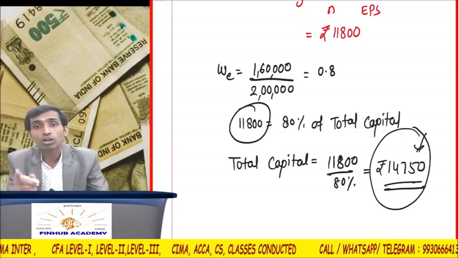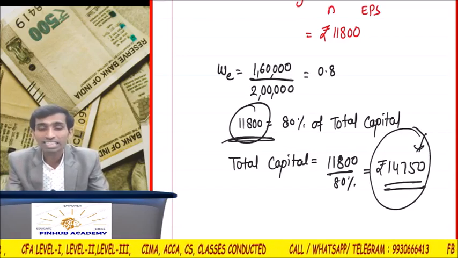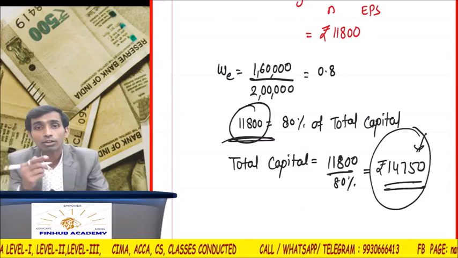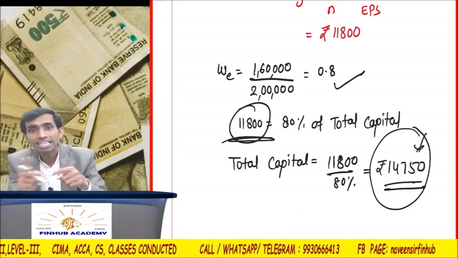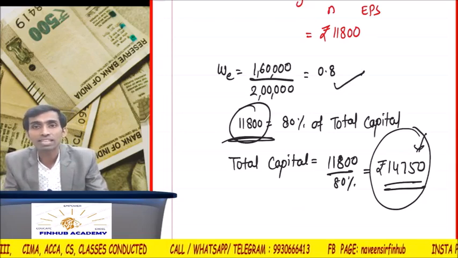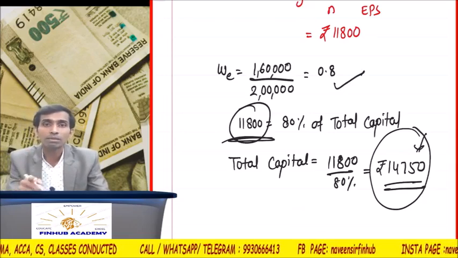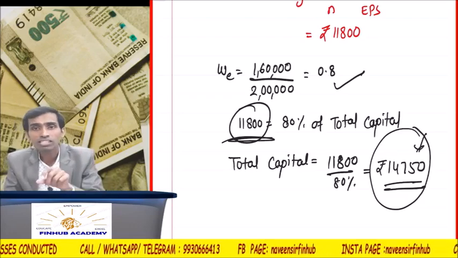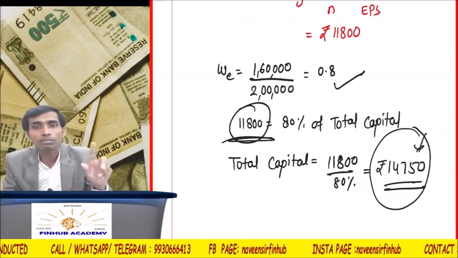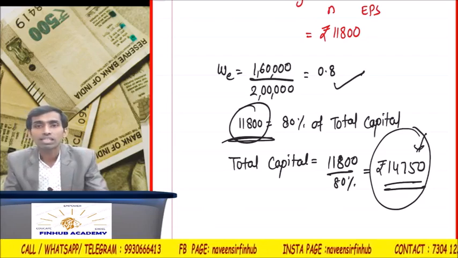So 80% of the funding will be done by retained earnings. Where did I get 80% from? The previous weight of equity. The remaining amount, the difference between 14,750 and 11,800, will be funded by debenture and preference share. So the proportion would be the same. The cost is the same. So there will not be additional cost of capital. Is it clear?